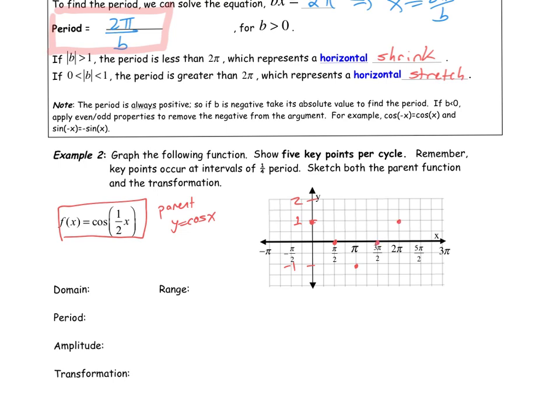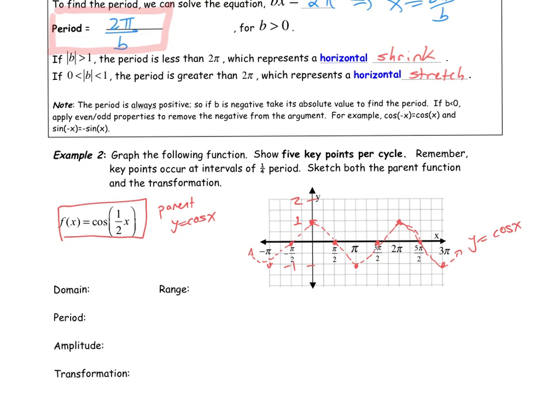2 pi is at 1. 5 pi over 2 is 0. 3 pi, -1. And we can do the same thing in the negative direction. I'm actually going to use a dashed line this time to graph the parent function. So this is y equals cosine x, which is the parent. Okay, now to graph cosine 1/2 of x, there's more than one way to think about this.